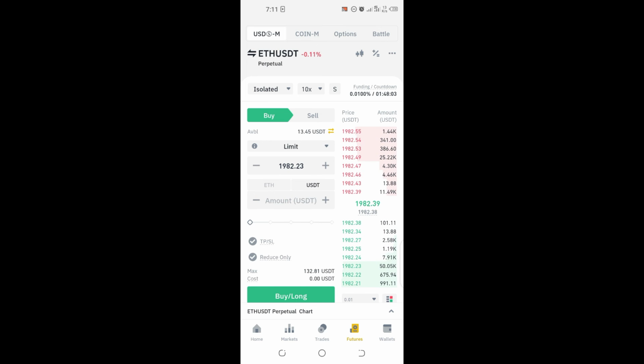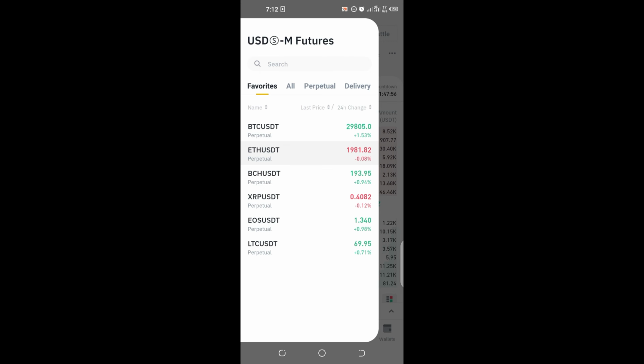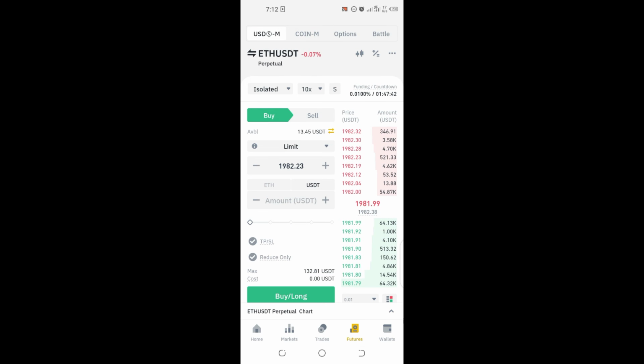So now you can see the asset I'm using is USDT, because up here you see I chose USDT. I could have chosen Bitcoin. I could toggle here if I want to sell and I click on sell. If I want to buy, I can click here and I click on buy.